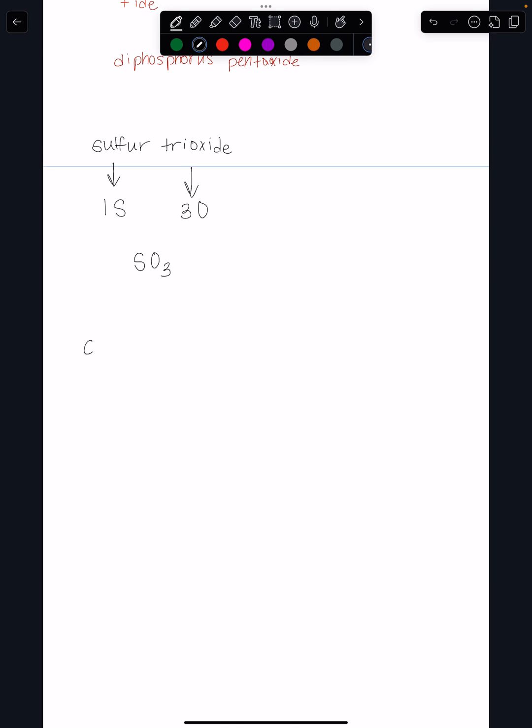Okay, what would be the name of this compound right here? Carbon. There are 4 chlorines. So carbon tetrachloride. Remember, we dropped the ending from chlorine and made it ide.